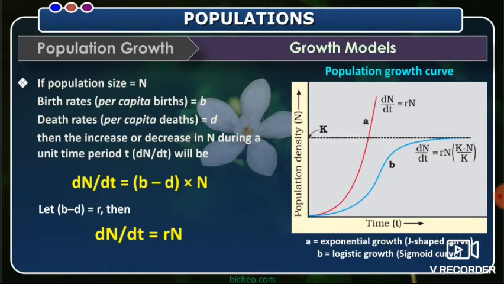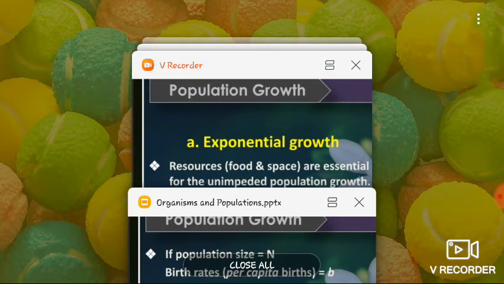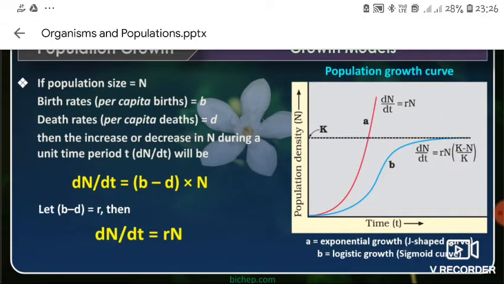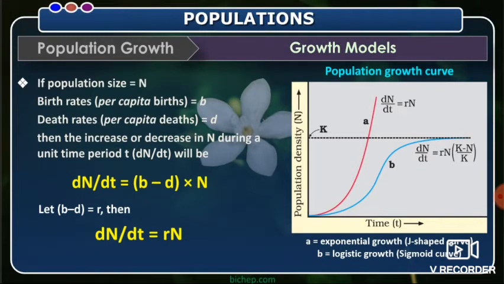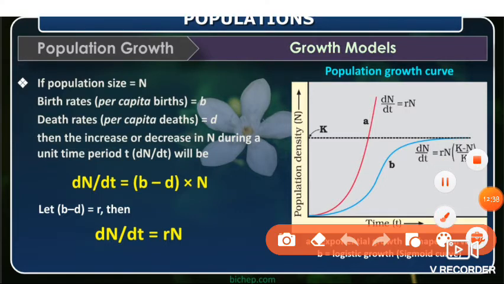And students, here the next thing, that is in exponential growth. In the next slide you can see, population size is denoted by N. Population size we are going to denote by N. Birth rate we are going to denote by small b. Death rate we are going to denote by small d.